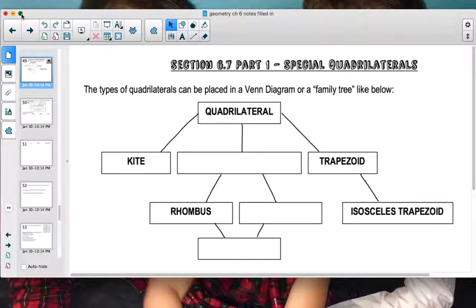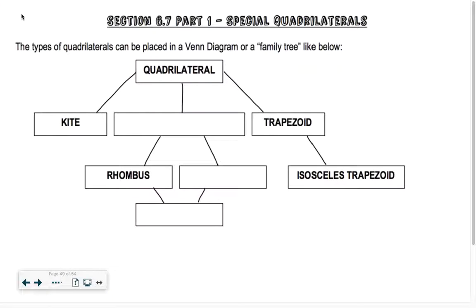Okay, so special quadrilaterals. We're just going to talk about all the quadrilaterals that we've already learned about. So we have lots of them. Okay, and you'll see a couple different diagrams that relate these. So the first one is what I like to call a family tree diagram. This is when we start out and we say, okay, all of them are quadrilaterals.